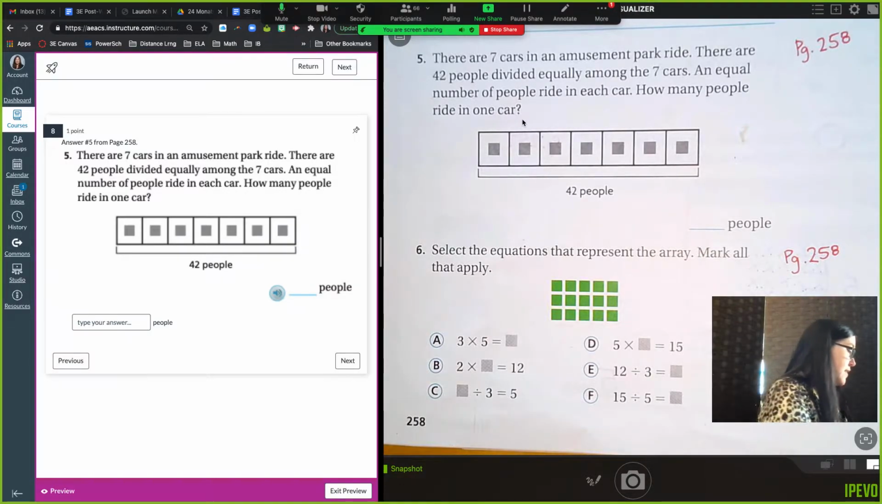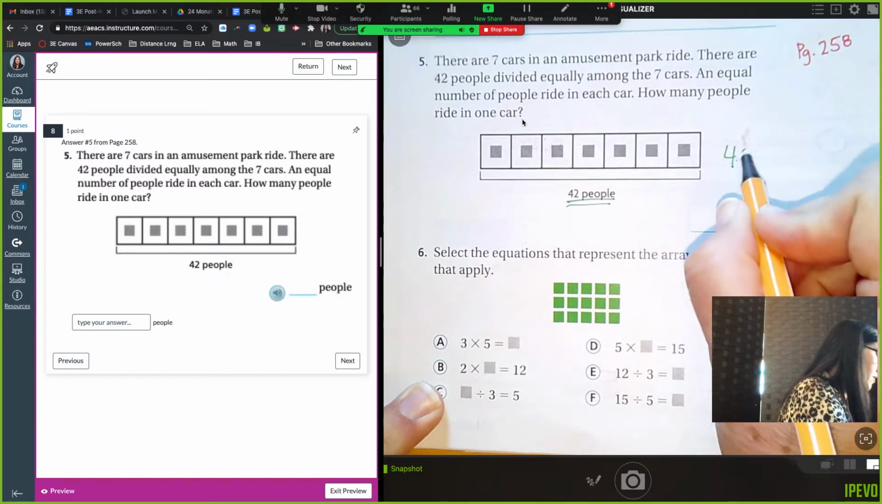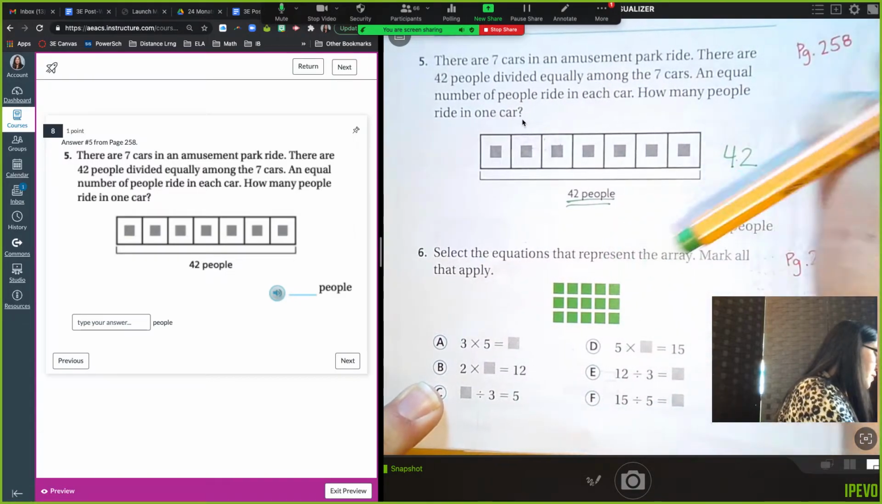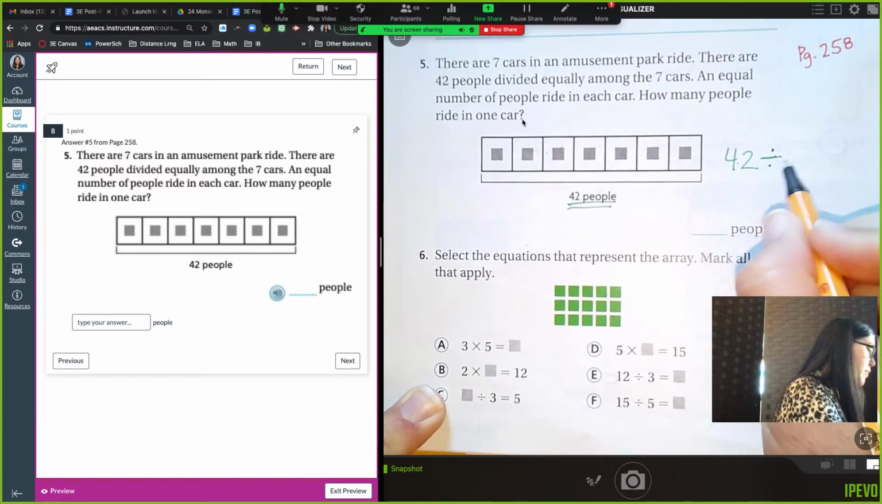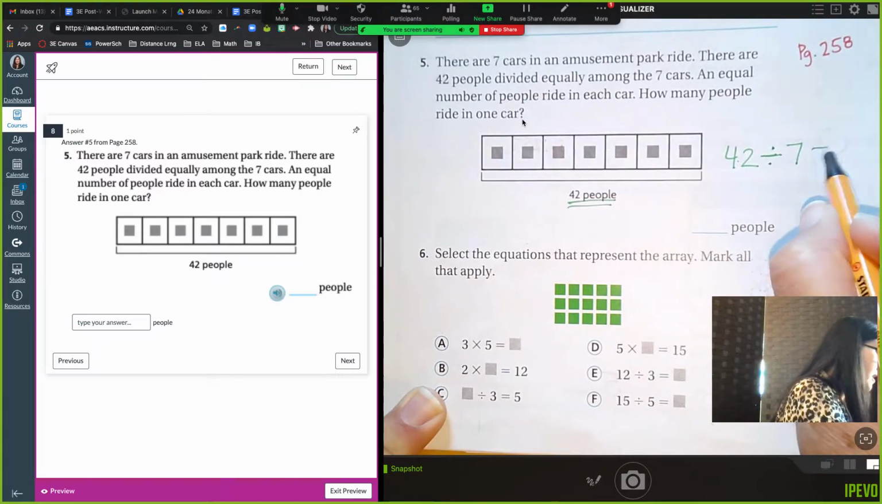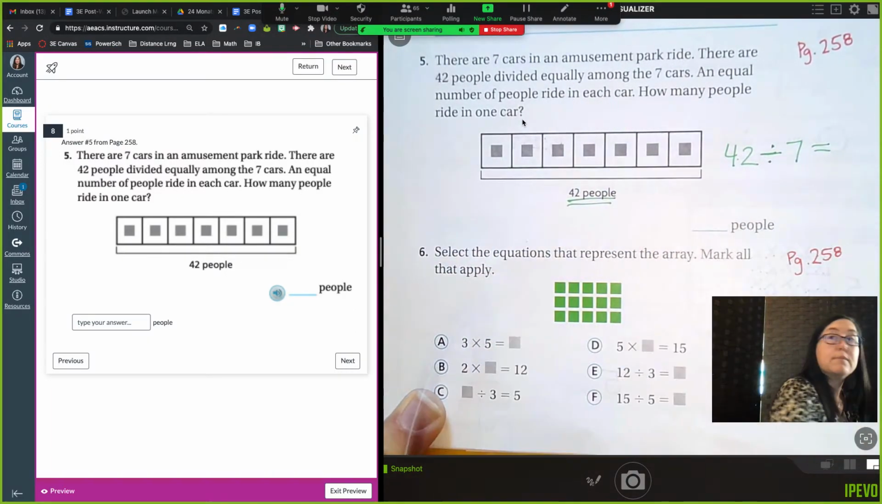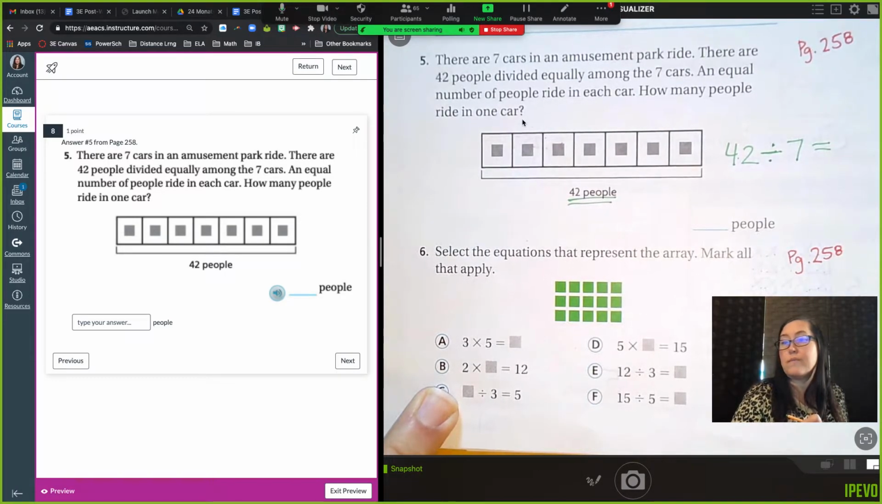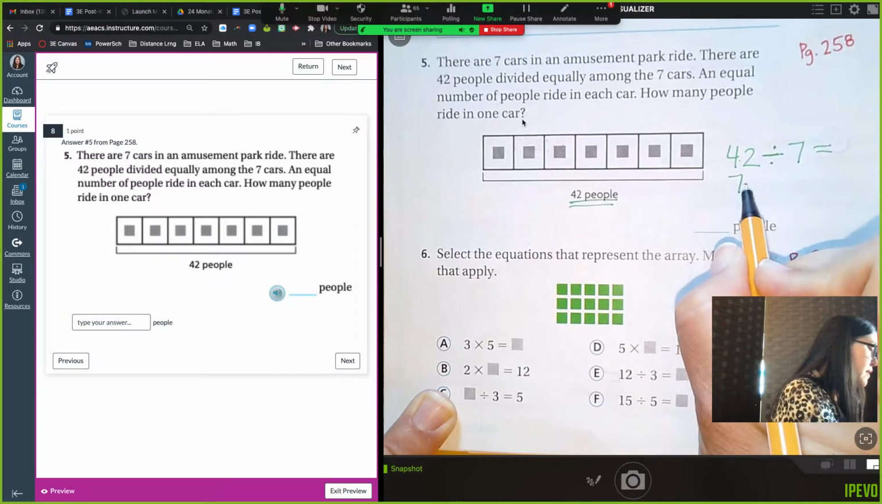So I have to take this whole number, 42, and I have to divide those 42 people into the 7 cars. 42 divided by 7 equals, now I could put 1 in each car and keep track till I get to 42, or I see a 7, so I know I could use my 7 multiplication.